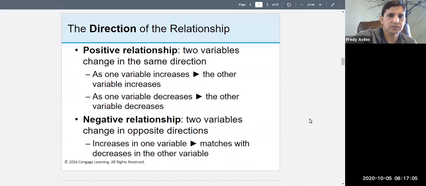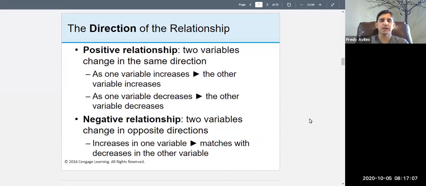Okay, so the direction. First, let's talk about the direction of the relationship. That's indicated by the sign, positive or negative. This should all be reviewed. If you have a positive relationship, that means the 2 variables change in the same direction. If one is high, the other one is high, or if one is low, the other one is low. So if one increases, the other one increases. If one decreases, the other one decreases.